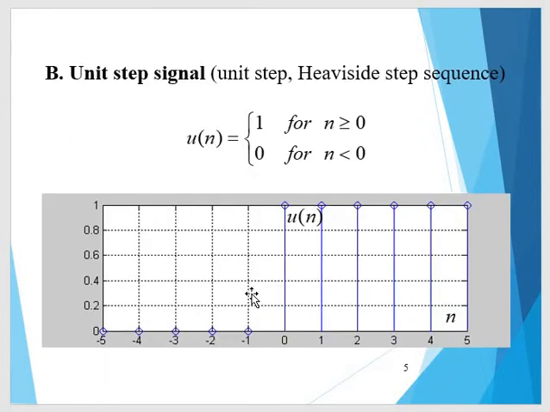Unit step signal is nothing but a signal which has unit amplitude, and the value unity holds for n greater than or equal to 0. That means for n greater than or equal to 0, u(n) equals 1. For n less than 0, u(n) equals 0. Okay, so this is nothing but your unit step signal. Unit step signal is nothing but the summation of shifted impulse signals.